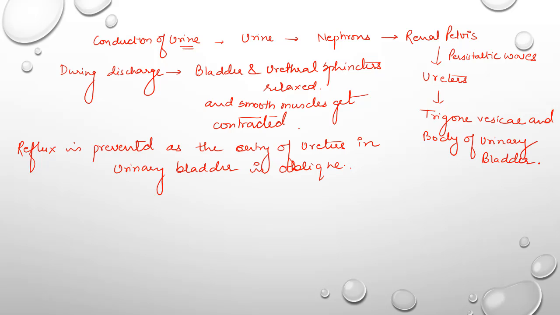Relaxation and contraction of the urinary bladder are caused by impulses from the sympathetic and parasympathetic nerve fibers, as we have studied in the previous slides. So we have discussed the process of discharge and the filling of urinary bladder with urine, which is controlled by sympathetic and parasympathetic nervous pathways. Is that clear? I hope that is clear to everyone.